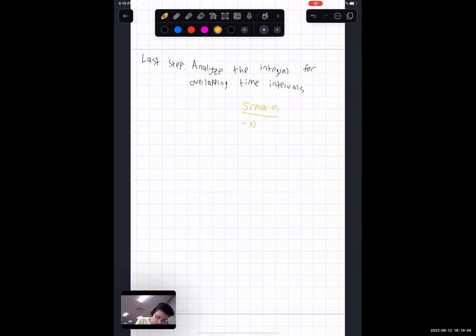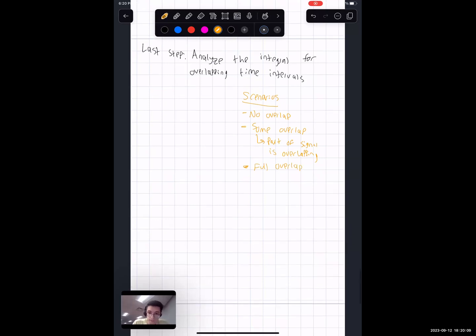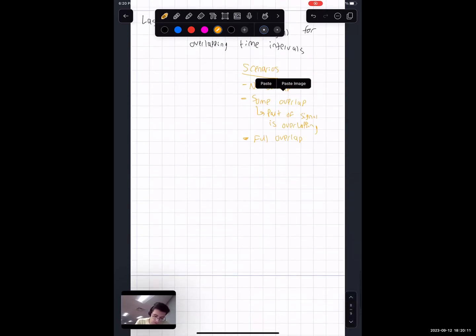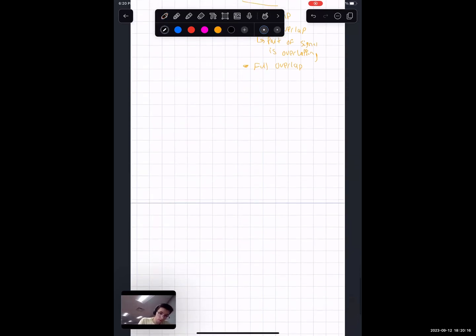a situation where there's no overlap between our signals. We could get some overlap, meaning part of our signal is overlapping and some is not. We could get complete overlap where they're completely enveloped in each other. These are the things we want to keep looking out for, because it'll be important later.